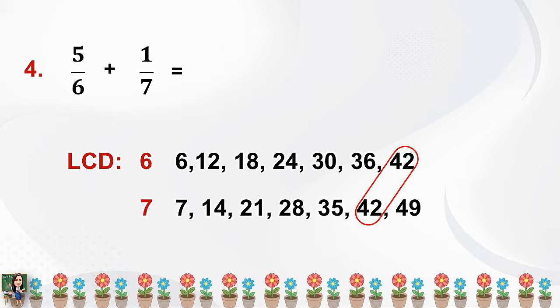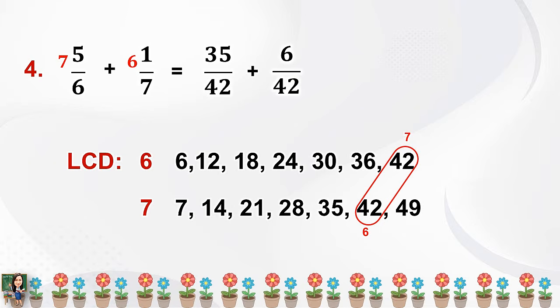For denominator 6, 42 is the 7th multiple of 6. And 42 is the 6th multiple of 7. Now let us multiply the first numerator. 7 times 5 equals 35, then copy the common denominator 42. Plus, multiply the second numerator. 6 times 1 equals 6, then copy the common denominator 42. Now, let's add 35 plus 6. 35 plus 6 equals 41 over 42. So this is the final answer.